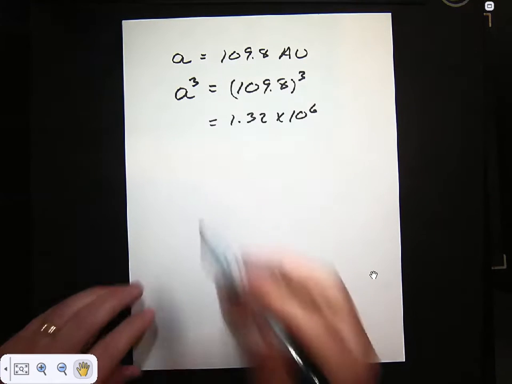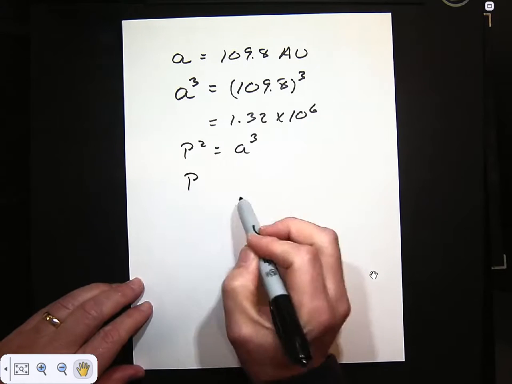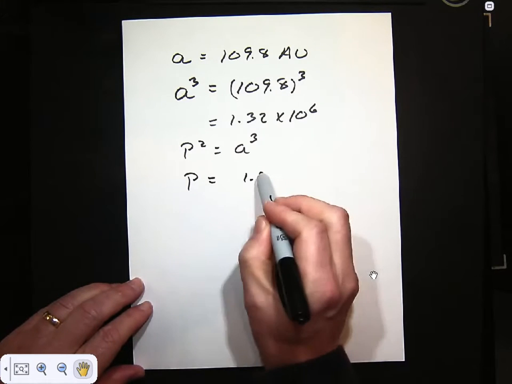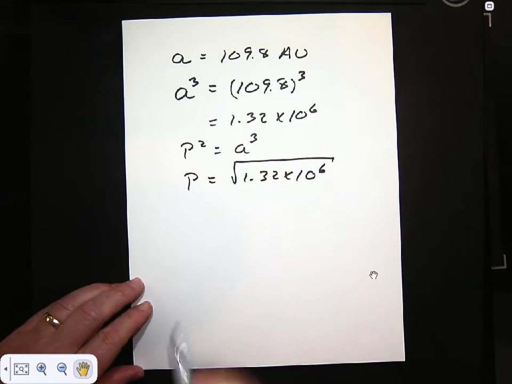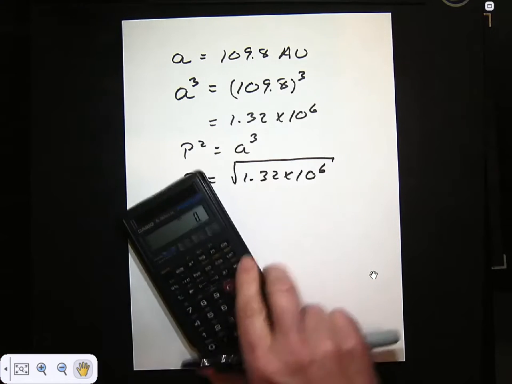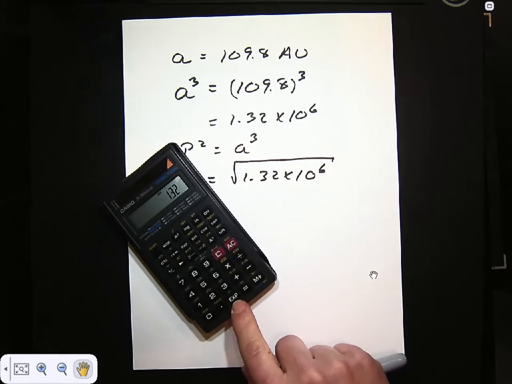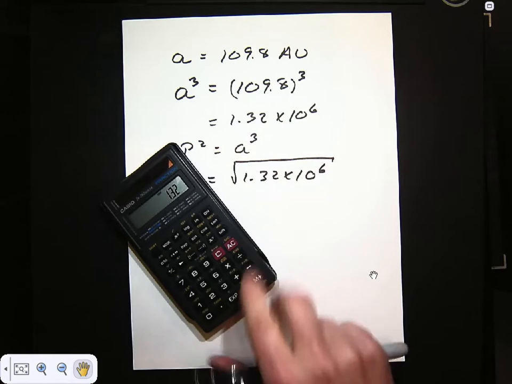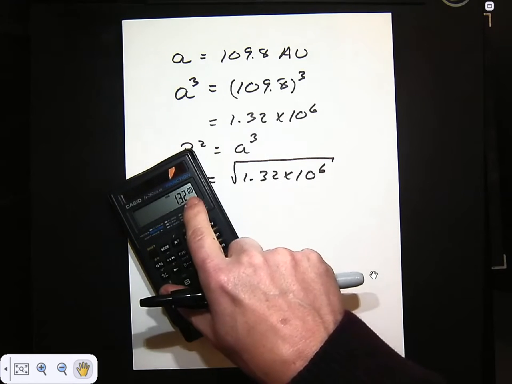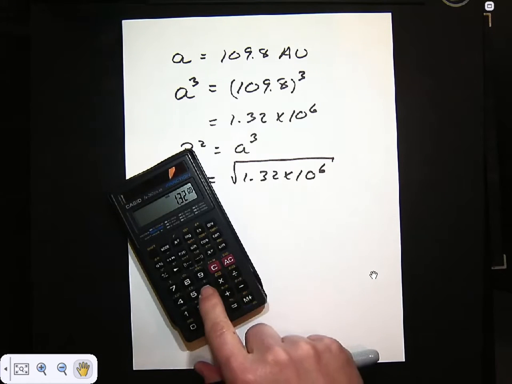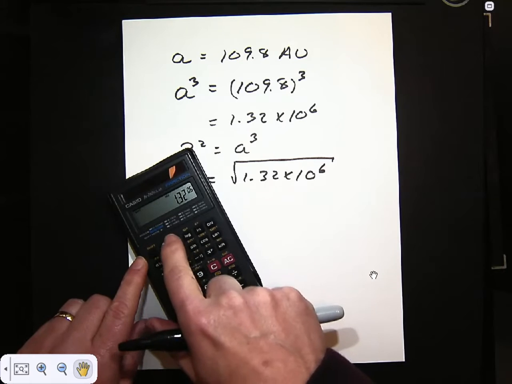Now p squared equals a cubed. So to get the period, I'm going to take the square root of this. 1.32 times 10 to the 6, square root. So 1.32. For scientific notation, some calculators will have an EXP button. Others may have an EE button. So in my case, EXP, I get these digits up here indicating a power to enter. I put the 6 there. For the square root, I have to hit shift. There's the square root function.